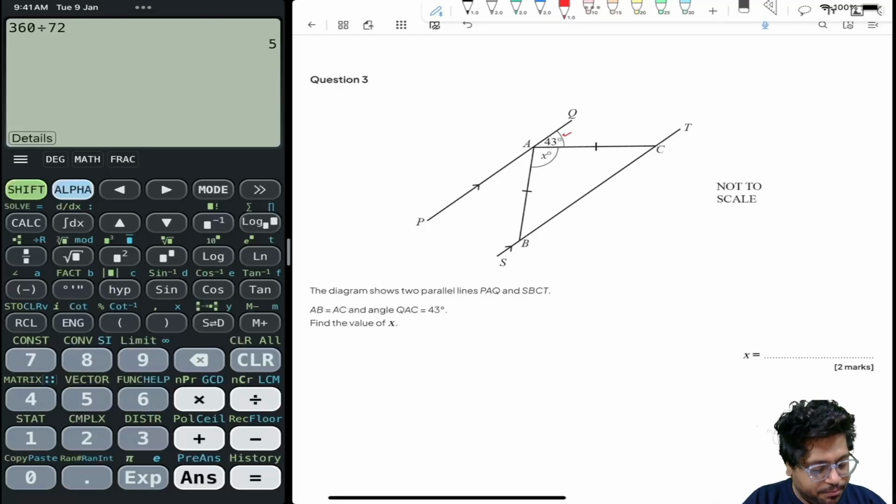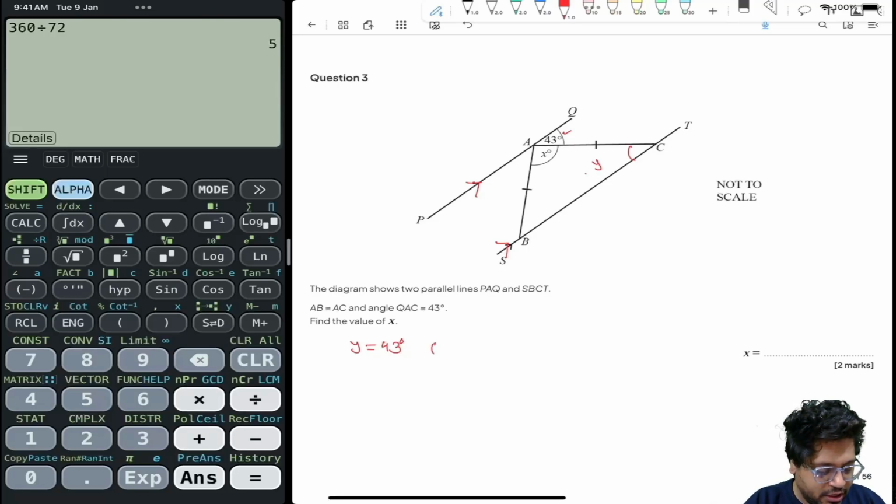Now first of all, PQ and ST are parallel to each other. See this, they are parallel to each other. So if I call this y, it will be equal to what? 43, because this 43 and this y are alternate interior angles. So here I am writing alternate interior angle, short form of it is AIA.